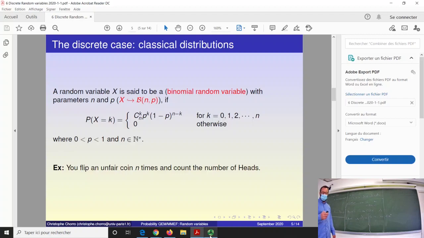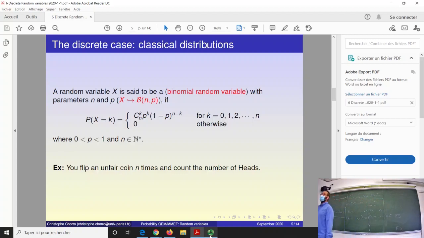And if I take this expression for k equal to 0, C(n, 0) is equal to 1, p to the power 0 is 1, and (1 minus p) to the power n minus 0 is exactly (1 minus p) to the power n. So this is for k equal to 0. I have done the job for k equal to 0. Now for k equal to n.